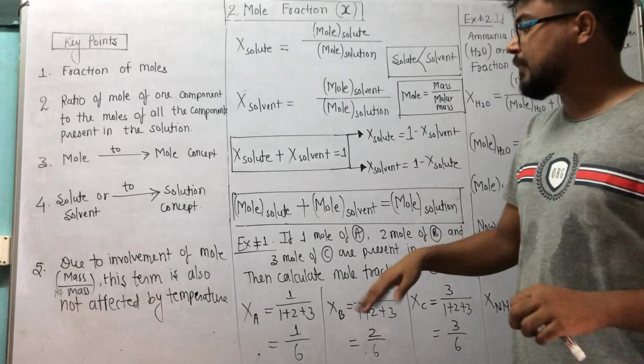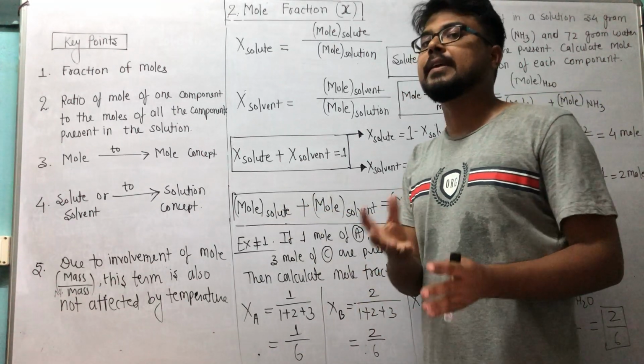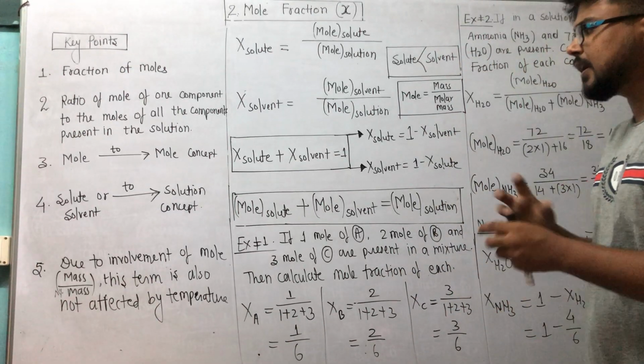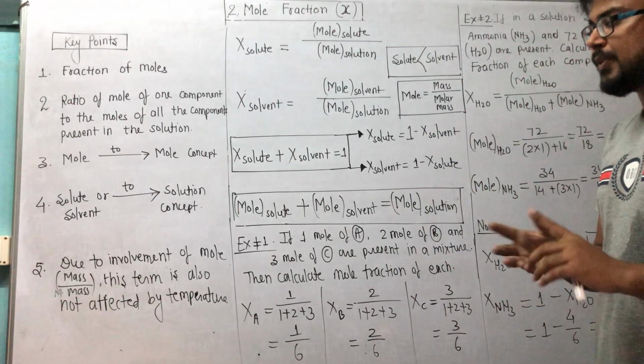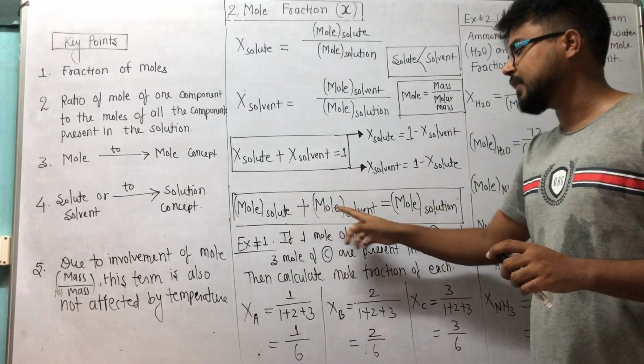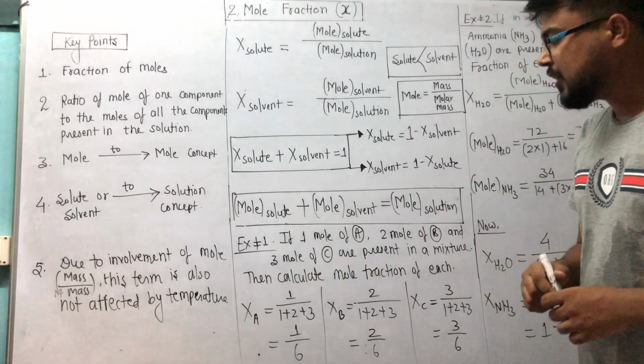If I add mass of solute and mass of solvent, I will get mass of solution. So it depends on the quantity. It can be mass, it can be volume, it can be mole. So here, mole of solute plus mole of solvent equals mole of solution.